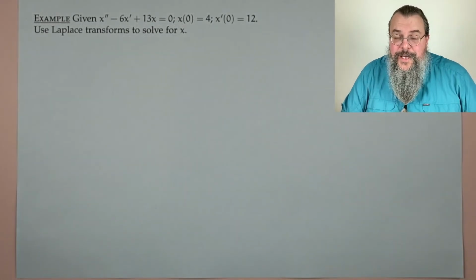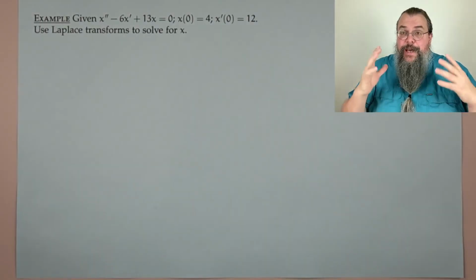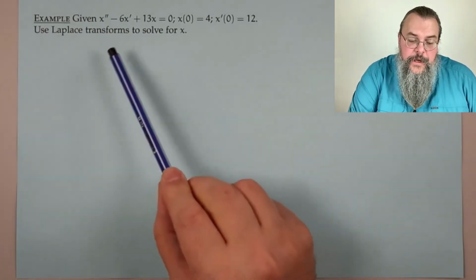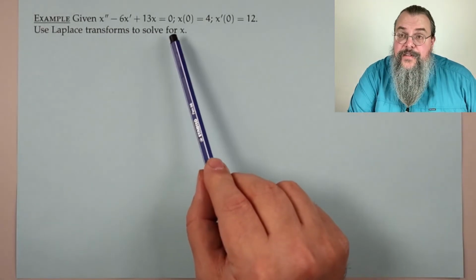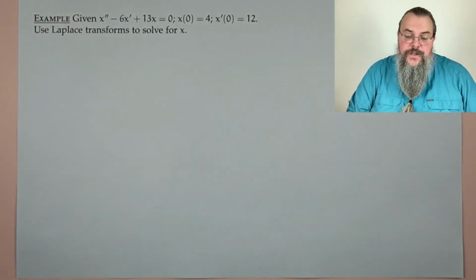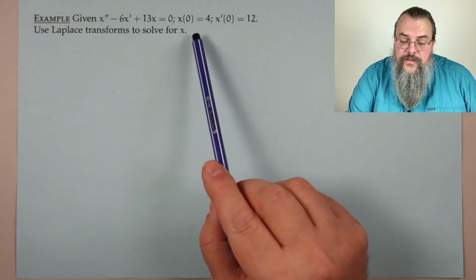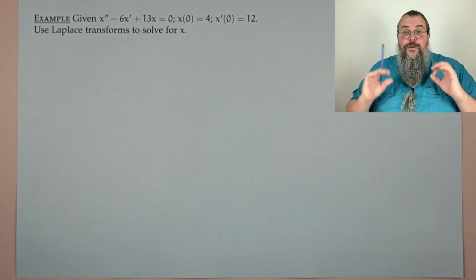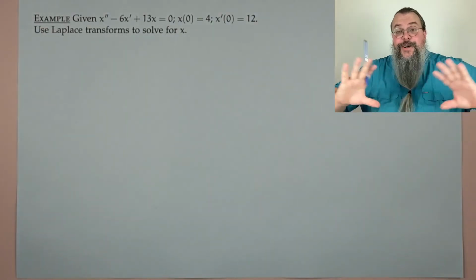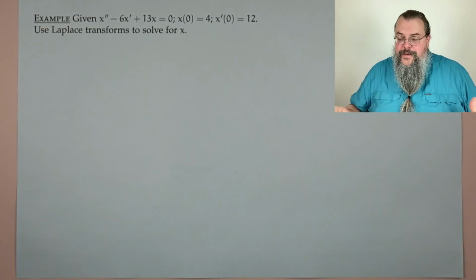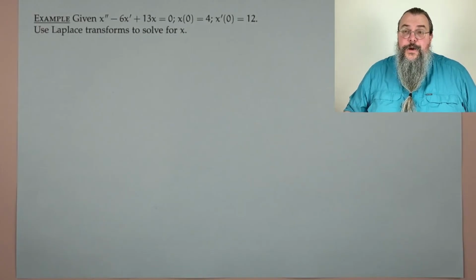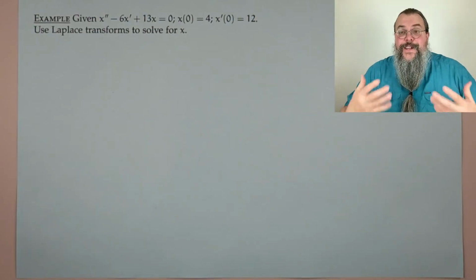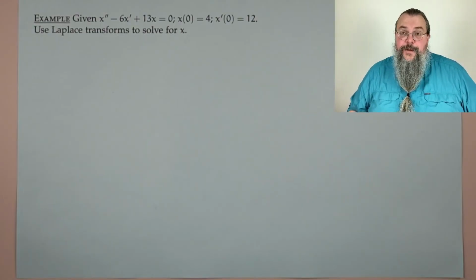So to finish up for today, let's actually go through and run the process. We're given x double prime minus 6x prime plus 13x is equal to 0. We have our differential equation. We also have initial conditions: x of 0 equals 4, x prime of 0 equals 12. And we're going to solve for x using Laplace transforms. We could have solved for x using other methods. In fact, these are the kind of differential equations we started off with pretty early in the course. But we have new tools. Let's use our tools and let's see what happens.